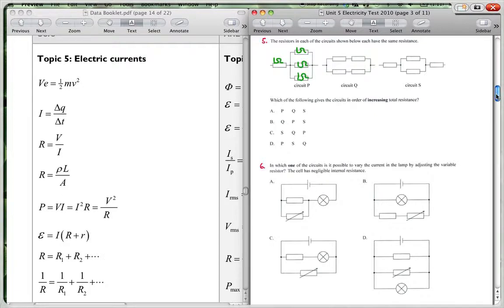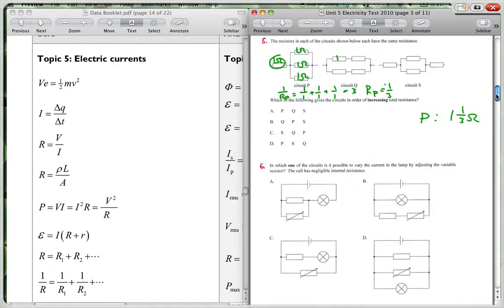Now, this one over here, because you've got 1 ohm, 1 ohm, 1 ohm, 1 over R parallel will equal 1 over 1 plus 1 over 1 plus 1 over 1. And so when we add them together, we get 3. So R parallel is equal to 1 over 3 when we invert that. So the resistance here is actually going to be 1 plus a third. So for circuit P, our resistance is 1 1/3 ohms.